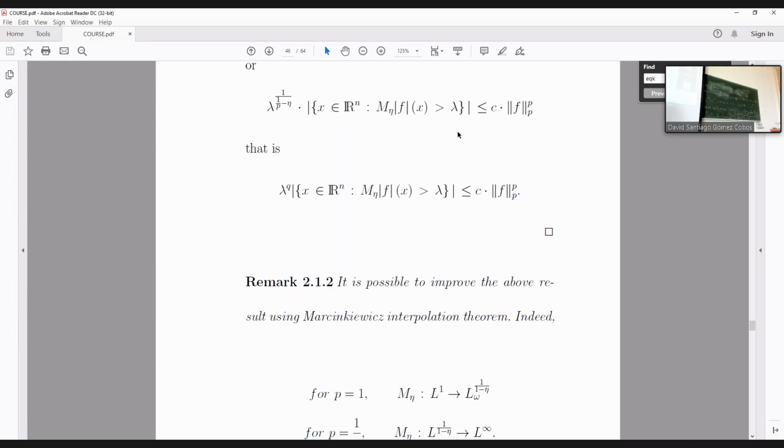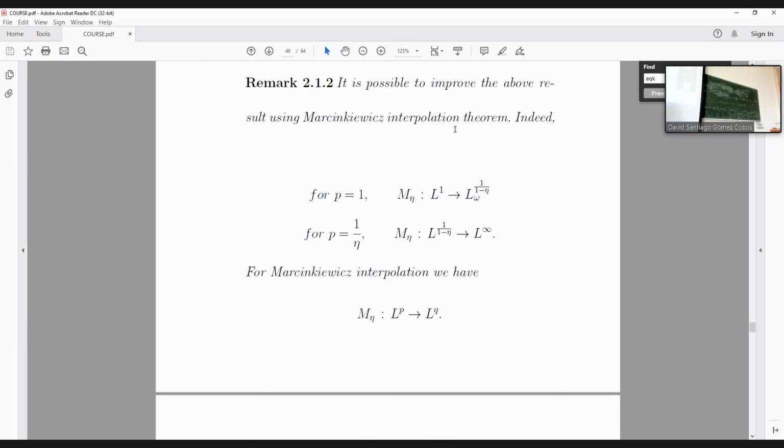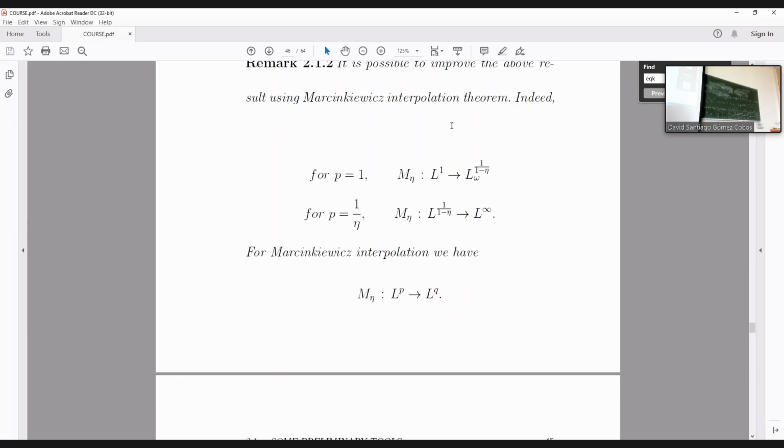And as a remark, it's possible to improve the above results using the Marcinkiewicz interpolation theorem. Indeed, if we consider p equals 1 or p equals 1 over eta, the fractional maximal operator is between L1 and weak L1 over 1 minus eta, and M eta is between L1 over eta and L infinity. By the Marcinkiewicz interpolation, we have that M eta is defined in Lp and with values in Lq for all the set p and q.